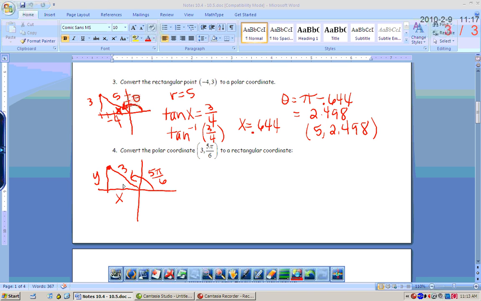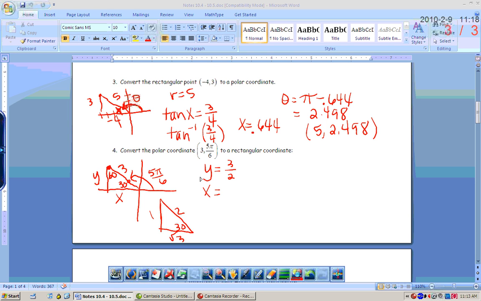If theta is 5 pi over 6, what's the reference angle? Pi over 6 or 30 degrees, if that helps you. We can actually do this one without a calculator. So I have a 30, 60, 90 triangle here. So if the hypotenuse has a length of 3, what's the length of the short side? 1.5, 3 halves. I'm just using a special right triangle, a 30, 60, 90 special right triangle. But I could also use trig. So it's 30, so 1, 2, and root 3.